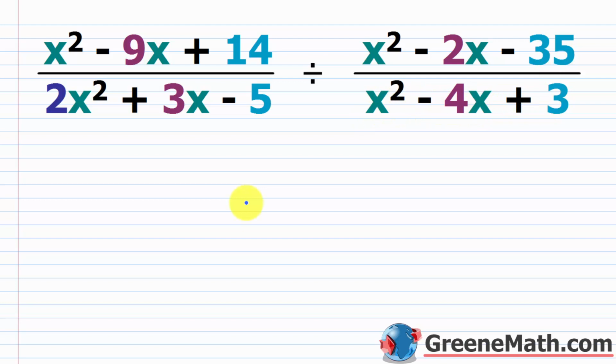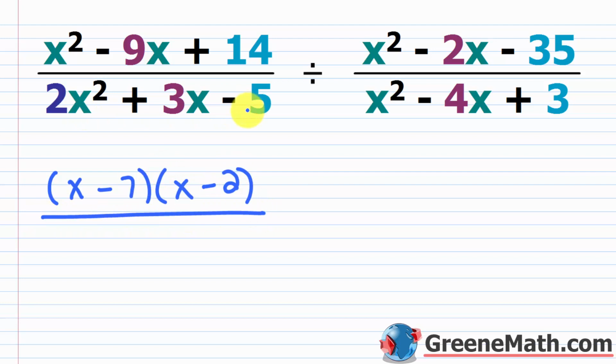So however you want to do this, the first thing I'm going to do is just factor this one on the left. So I know that this is what? This is negative 9 and positive 14. So I need two integers that sum to negative 9, give me a product of positive 14. That's going to be negative 7 and negative 2. So x minus 7 and then x minus 2. Okay, so I've got that one.